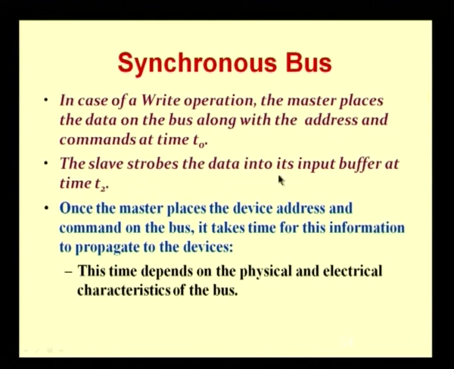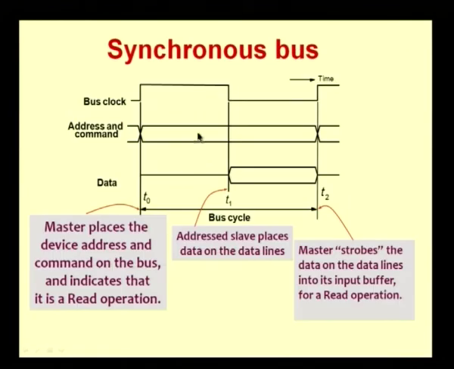will strobe the data into its input buffer at time t2. Remember it is a write operation. So, the slave now has to take the data from the bus and put it into its input buffer. That would happen at time t2. So, for a read operation, you place the address first, and then the slave will place the data, and then it is read by the master again.